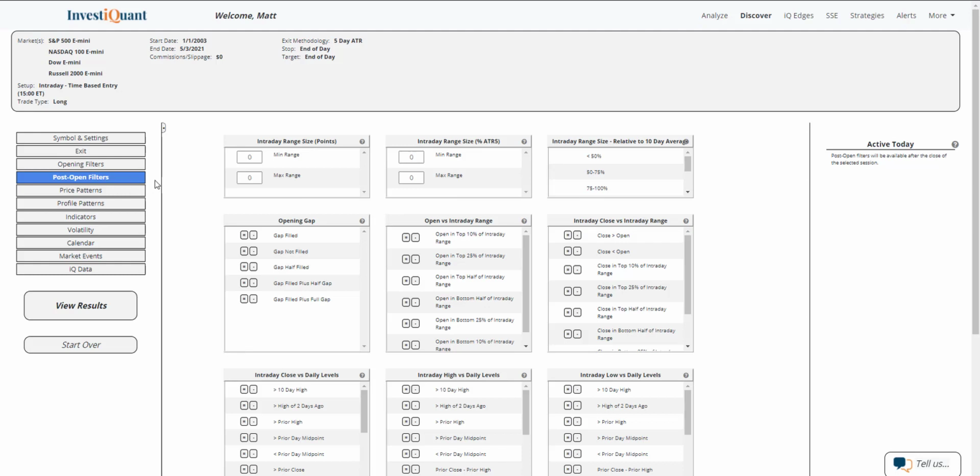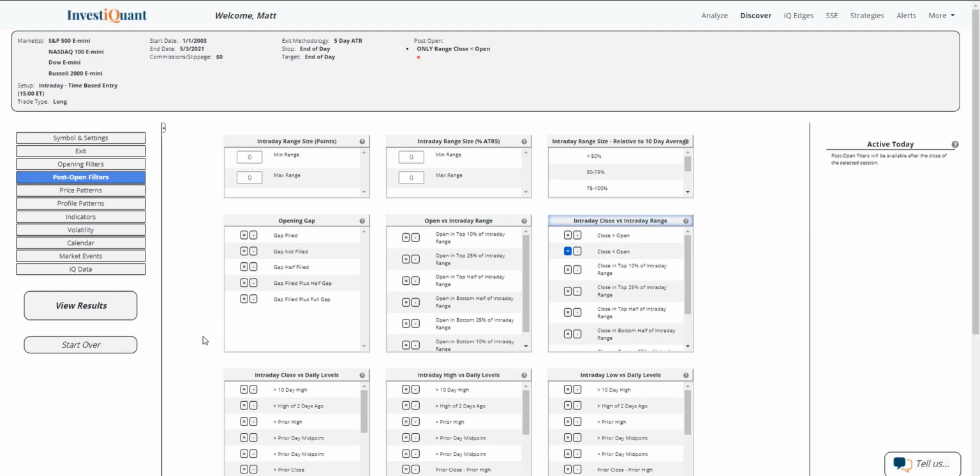And I can do both of those here within the post-open filters library of Discover. So the first thing I'm going to do is say that the price at 3 p.m. is trading below the opening print. And of course, we don't know if that's going to be true yet or not since it's not 3 p.m. yet, but it is currently true. So that's the way I'm going to set it up. So all I'm going to do is hit equals next to close less than the open in the intraday close versus intraday range category.